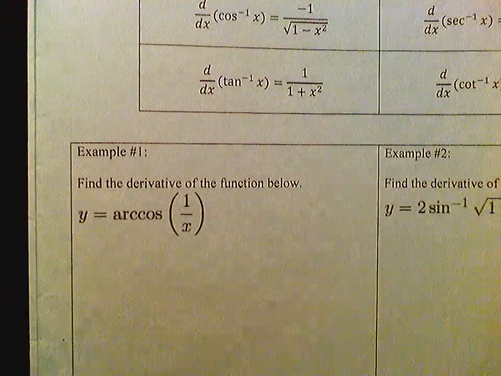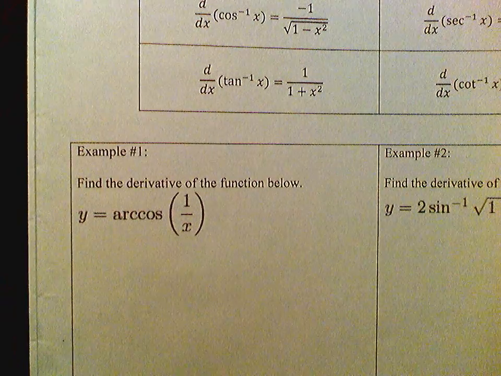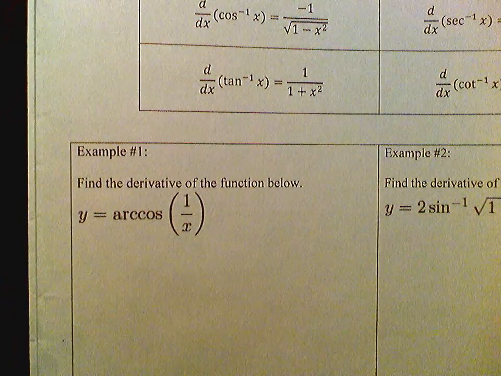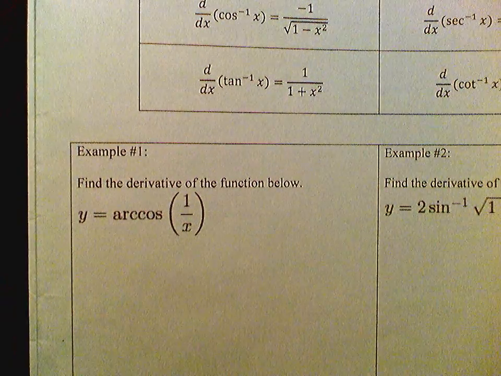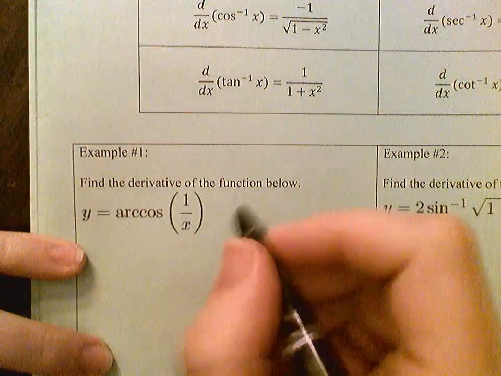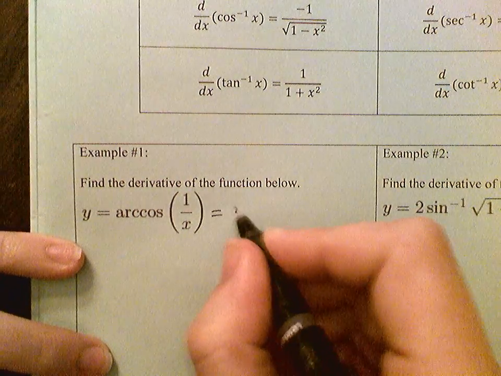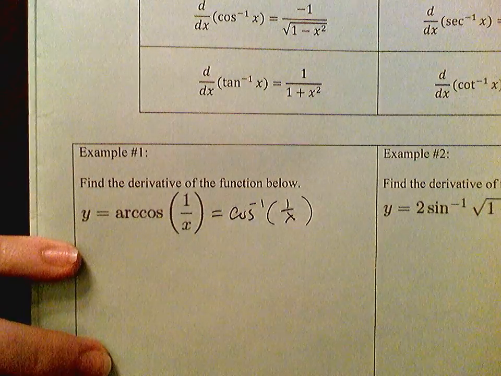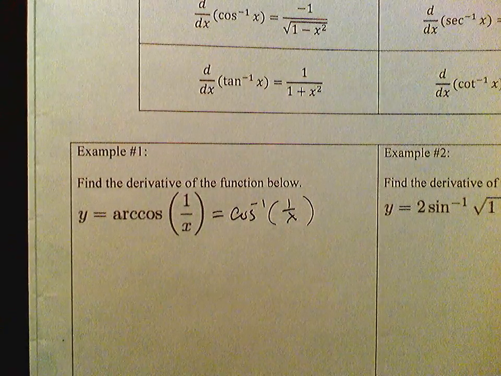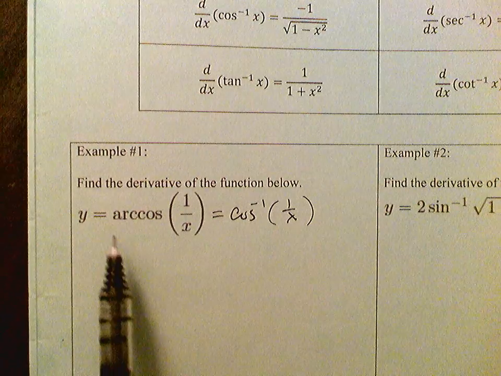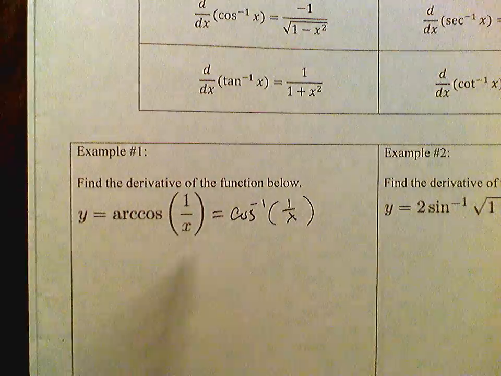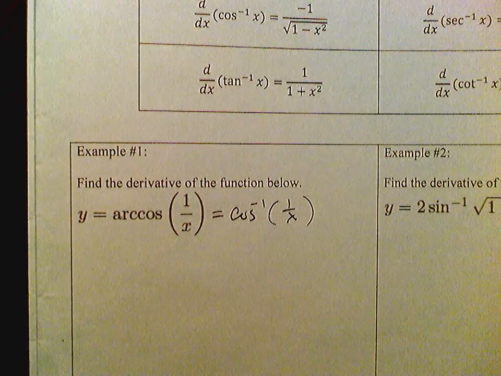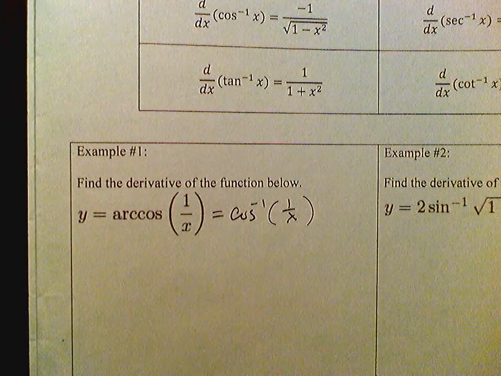Find the derivative of the function below. Y equals arc cosine of 1 over x. Guys, arc cosine is just another way of saying inverse cosine. So all of the inverse trig functions, if you just put arc in front of it, that's the same thing as saying the inverse, like with the little -1 notation.